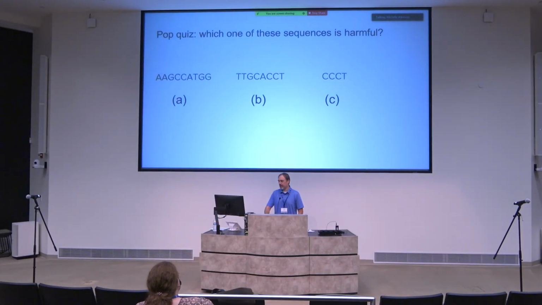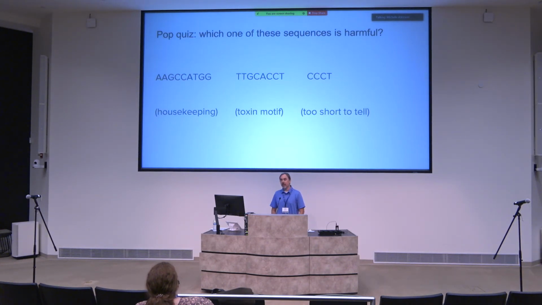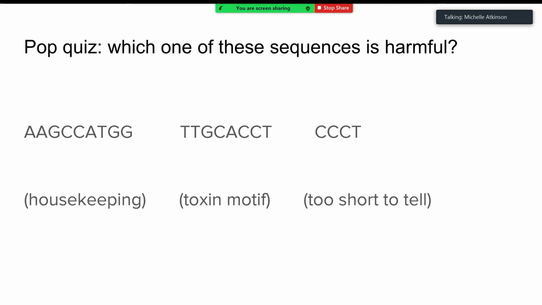Let's say, for example, the first sequence is something harmless. The second one is a sequence found in toxins that are harmful to human hosts. And the third one is simply too short, so you can't make a determination. But at a high level, this is what SeqScreen is doing.